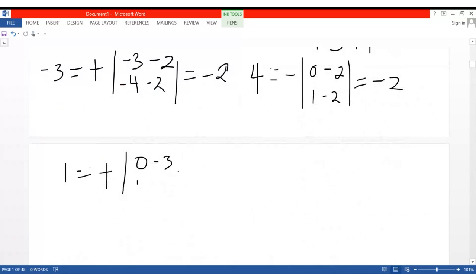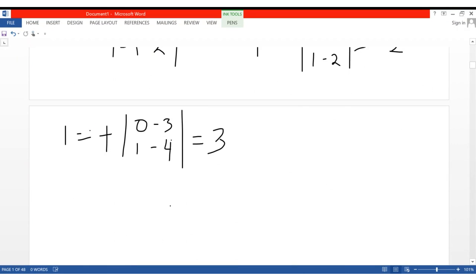So again, when you multiply, you get 0 minus positive 3. Times are positive, so you still remain with 3. Now, the matrix of cofactors, let's call it C, will be given by this.